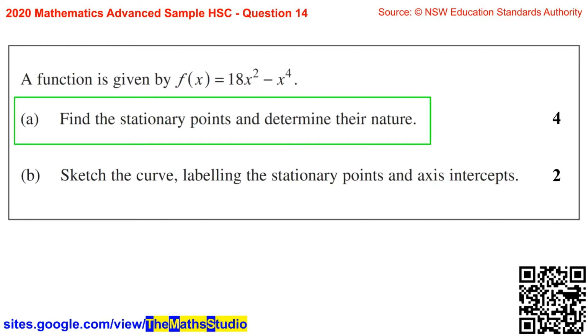Question 14. A function is given by f of x equals 18x² minus x to the power of 4. Part A. Find the stationary points and determine their nature.